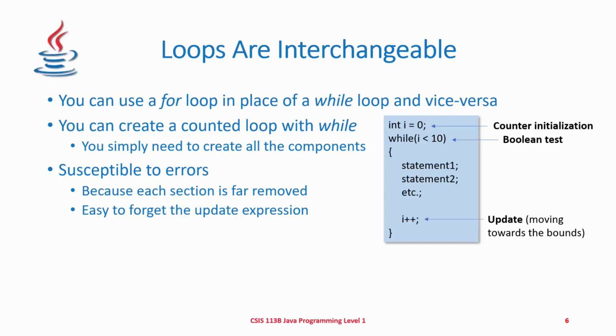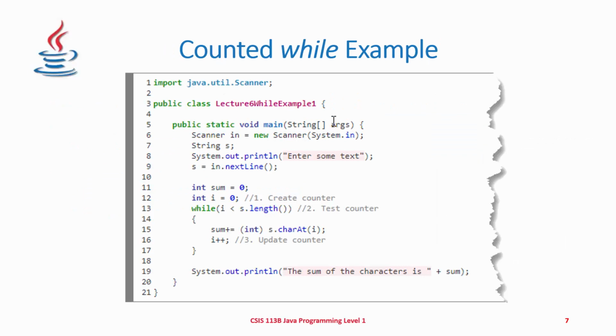Now this is susceptible to errors from a programmer standpoint because each section is not all together like it is in a for loop, and many times it's easy to forget the update expression. So here's an example of a counted while loop. Here we're going to take input from the user, which is going to be assigned to string s, and then we've created two variables. Sum is where we are going to track the values of all the characters in the text that the user types in, and then our counter variable is going to be integer I there, which again we initialize a value of 0.